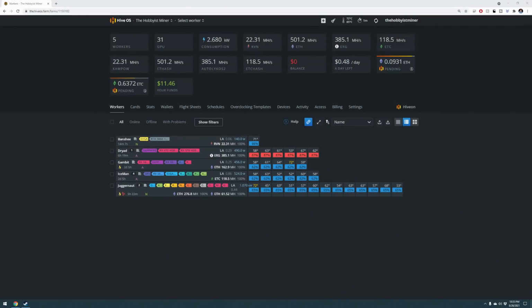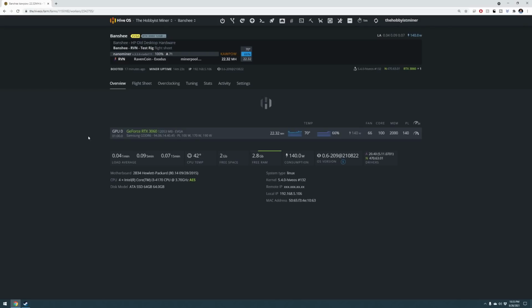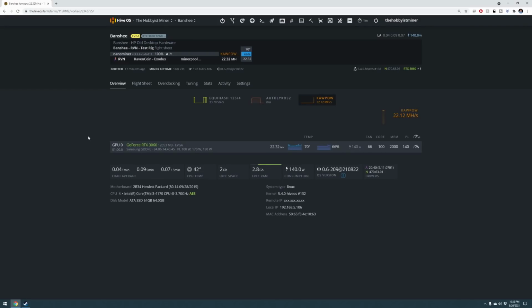So we've jumped into HIVEOS here. We're looking at my farm currently, and let's take a look at that Banshee rig. The Banshee rig is our test bench. It's the old HP motherboard with the one GPU plugged directly into the X16 slot. Our GeForce RTX 3060 is doing 22.32 mega hash on Ravencoin currently. I've been bouncing this thing around on the different algorithms, as you can see there. And HIVEOS says it's doing 140 watts.